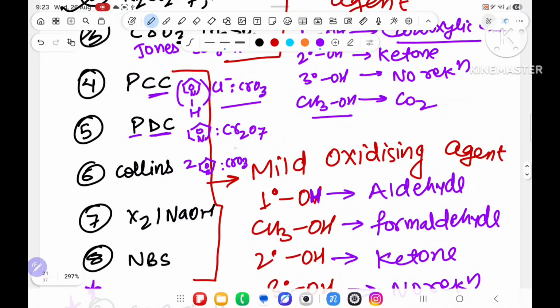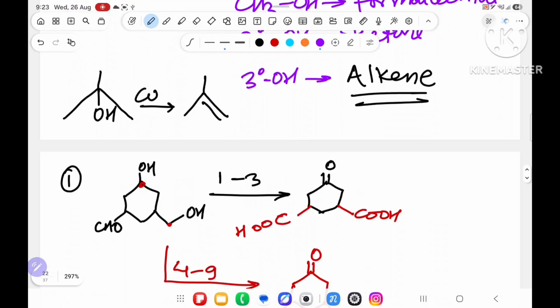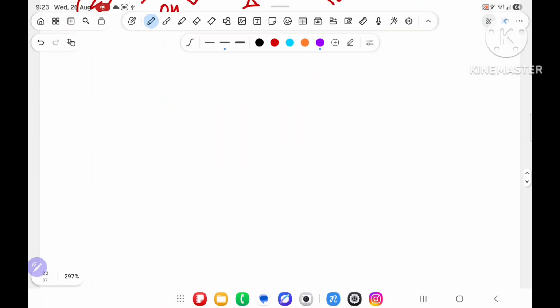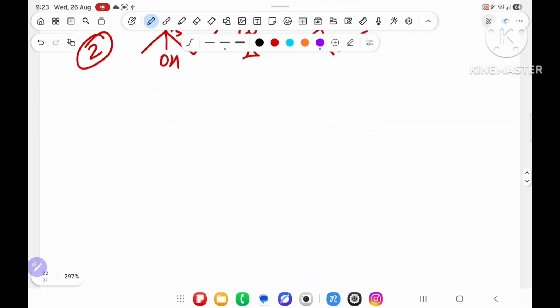Sometimes they will draw the structure of this, so don't get confused and say, sir, what you have written, we didn't understand. Okay? Understood what I am trying to say? Sometimes they will write directly, sometimes they will write like this, and according to that you will try to solve. Any confusion, you can ask me.